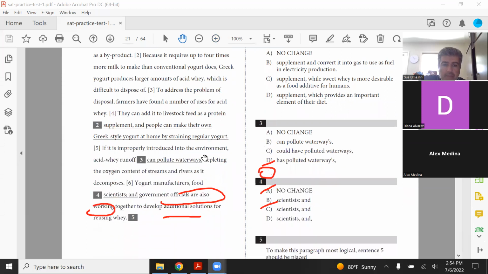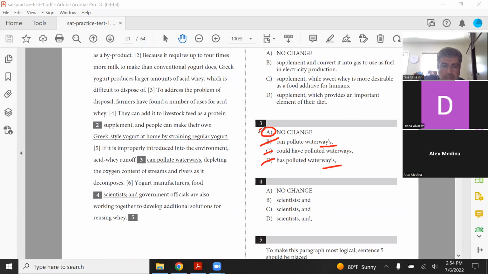For 3, if it's improperly introduced to the environment, acid whey runoff can pollute waterways, depleting the oxygen content of streams and rivers as it decomposes. Okay, so it looks like they're looking at punctuation. I don't want an apostrophe because it's not possessive. So I'm not going to go with B or D. There's nothing possessive about the waterways. And could have polluted sounds a little awkward. I would stick with the original.